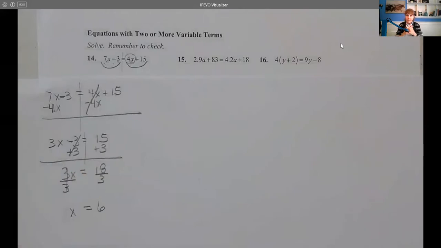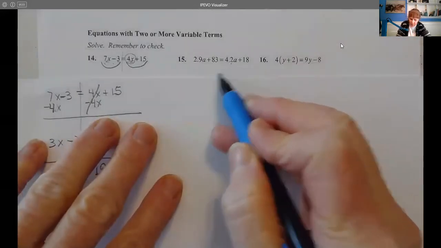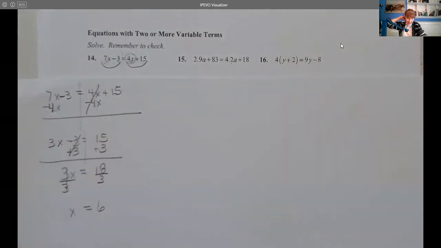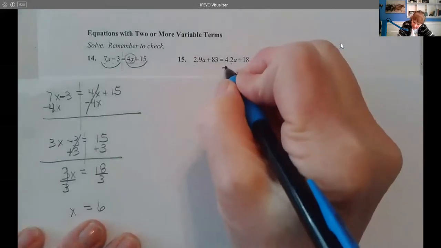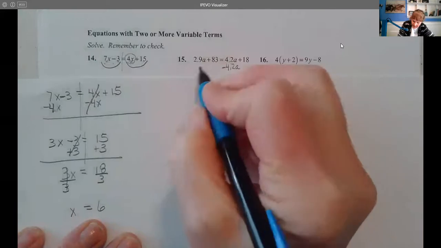So you have a choice. When we deal with inequalities, I just move it over to the left. Some people don't like that because if I add a negative 4.2a, you're going to get a negative over here, but I'm thinking, you got a calculator, it's okay. And when we do inequalities, we always move the variable to the left. So let's just move it to the left. Minus 4.2a. You can add a negative 2.9 if you want to.